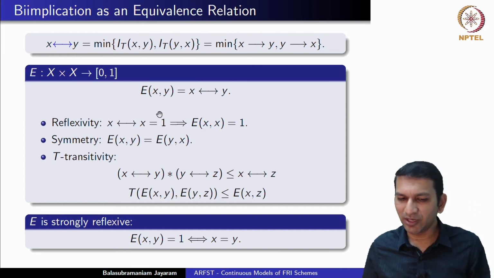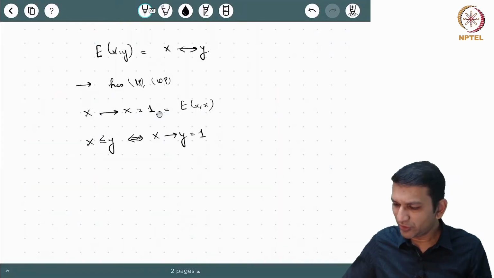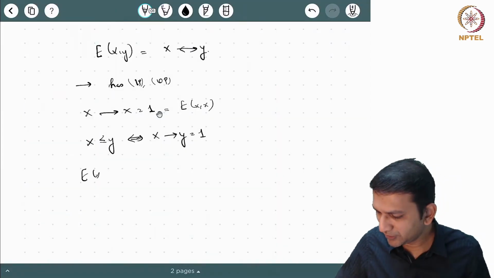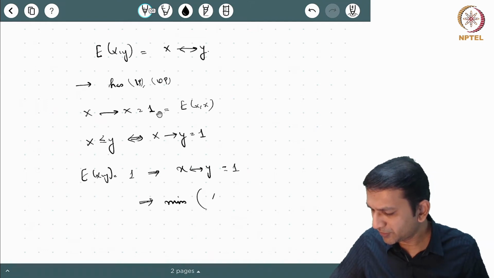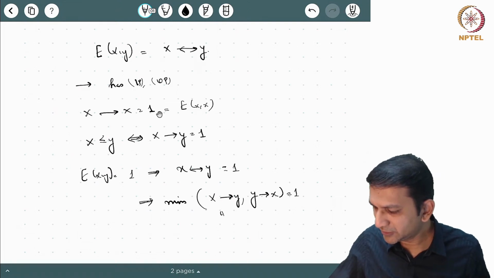This is clear from the ordering property of the corresponding implication. For instance, if E of xy is equal to 1, this means x implies y, y implies x is equal to 1. Now this implies the minimum of x implies y, y implies x is 1, which essentially means this quantity is equal to 1, this quantity is also equal to 1.